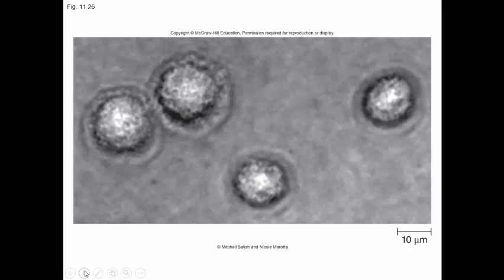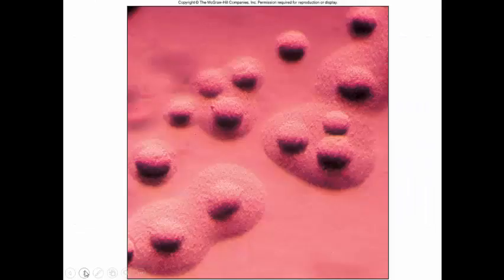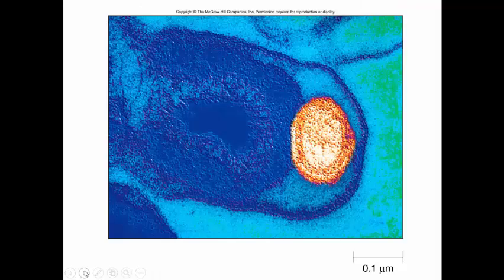Here are our mycoplasma. They're among the smallest forms of life. They have no cell wall. They have sterols in the cell membrane. Mycoplasma pneumoniae causes pneumonia. And you can see the sort of fried egg appearance of the colonies, which you saw previously and in this one.